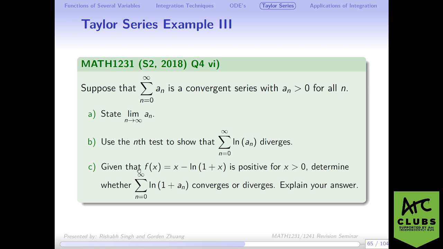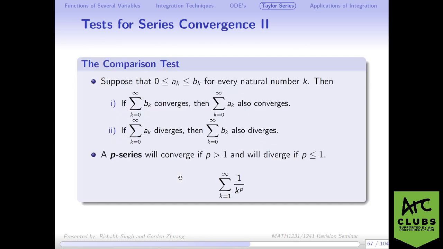And for part C, this requires the comparison test, so let me cover that first. The comparison test states that if we have two series where the terms of A are always less than or equal to the respective terms of B, and they're all positive, then if the larger sum converges, the smaller sum converges. And if the smaller sum diverges, then the larger sum diverges. That's the idea behind the comparison test. I'll cover P-series in just a sec.